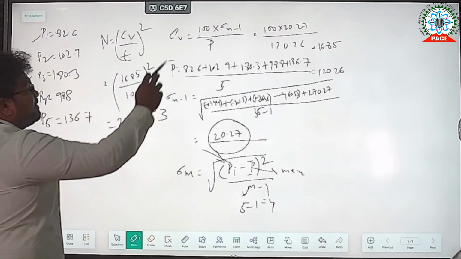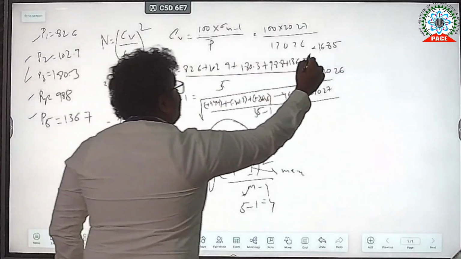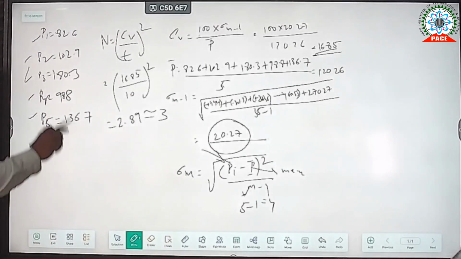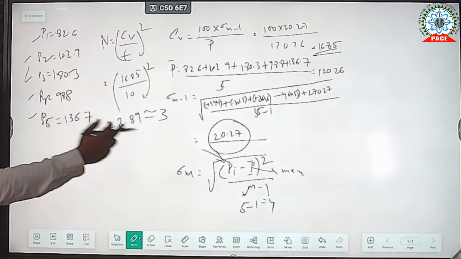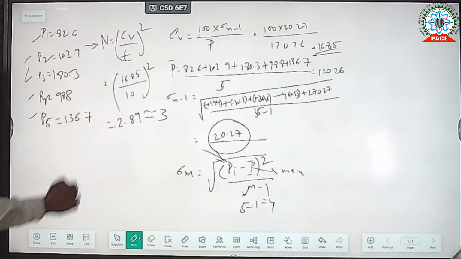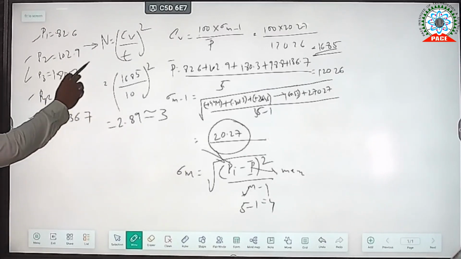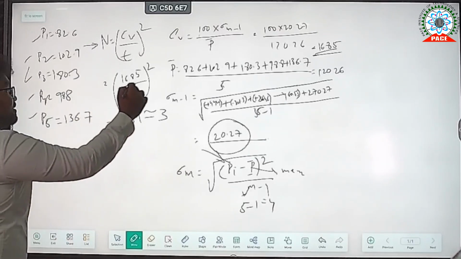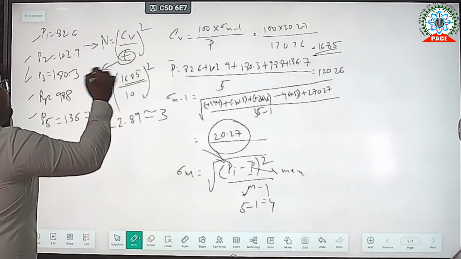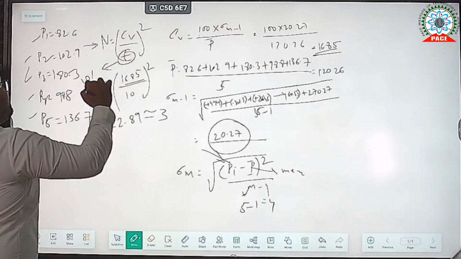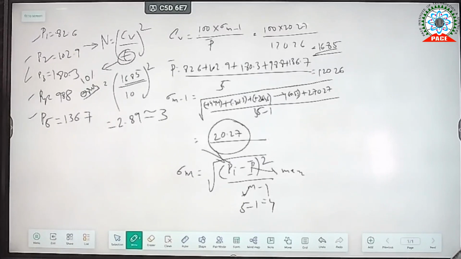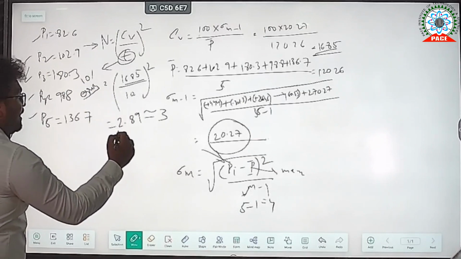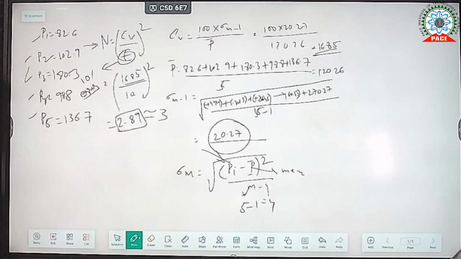As we have the mean and standard deviation, we can find the CV value also. To find the CV value, we substitute in the formula and the coefficient is 116.85. Now substitute those values: the optimum number of rain gauges n equal to CV by E whole square, where CV is this value and E is the 10% error that was provided earlier. On substituting and solving this, we get 2.89.